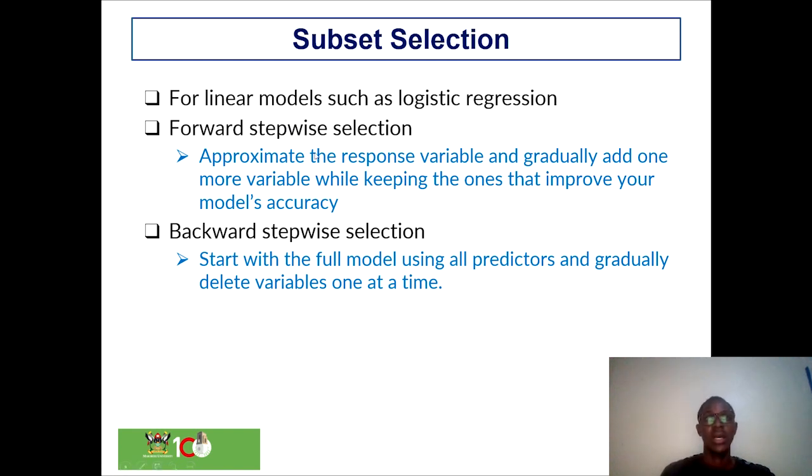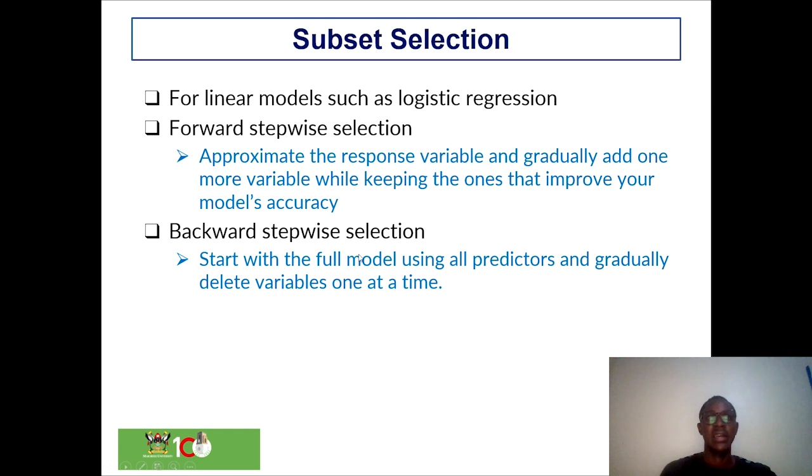So for the forward one, we begin by approximating the response or the prediction with only one variable, and then we gradually keep on adding more variables and then generating the output prediction. So every time we add a variable, we only keep that particular variable if it improves our model's accuracy. But if we add a variable that doesn't improve the accuracy, or one that drags the accuracy down, then we discard that variable.